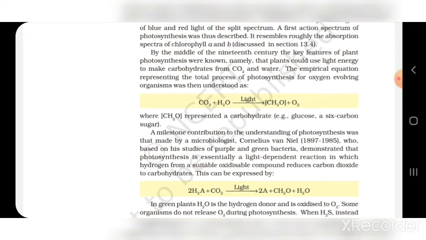And third is light, in the form of photons, which is trapped by the chlorophyll, the green pigment present in plants, which absorbs light energy in the form of photons.